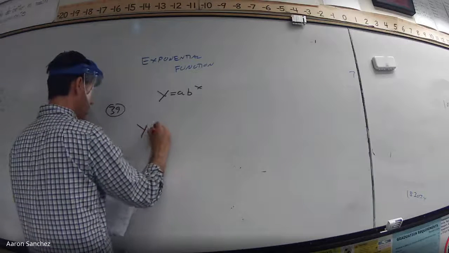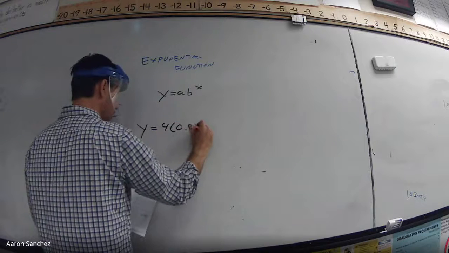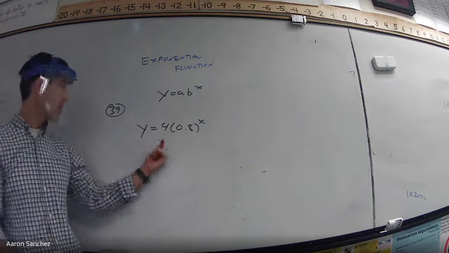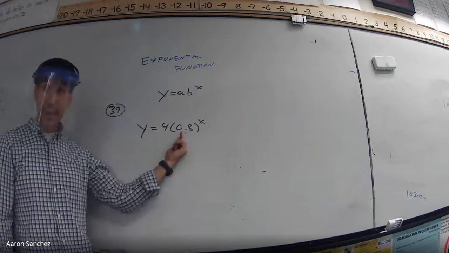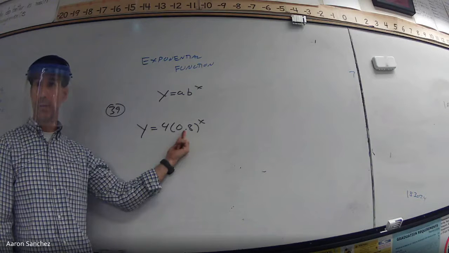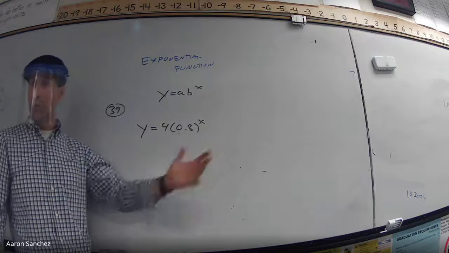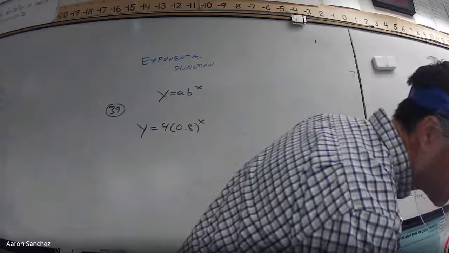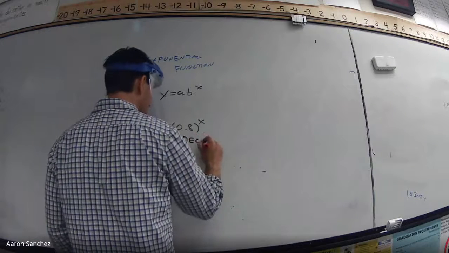So if I have 39, y equals 4 times 0.8 to the x power. Ignore the 4 to see if it's growth or decay. You look at the b. Is this number less than 1? Yes. Decay. That's it. If this number is less than 1, Crystal, this is exponential decay.